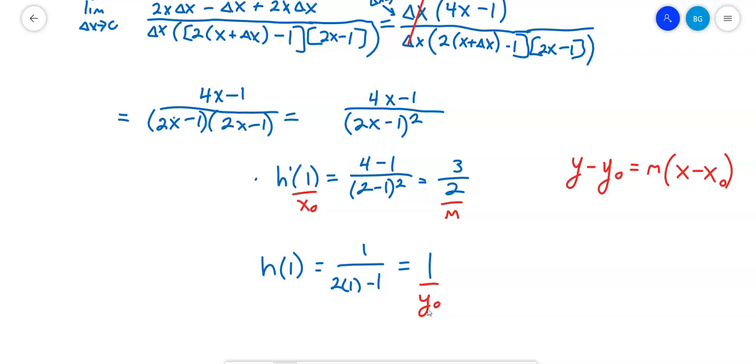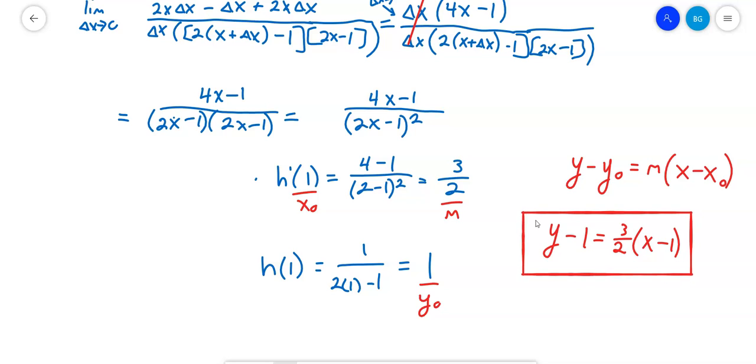And so if I want to come up with the equation of the line, now I got all the information I need. It's going to be y minus 1 equals 3/2 times x minus 1. So there we go. We've satisfied what the question was asking. We wrote the equation of the line tangent to the given curve at the given point, and that's what we were after.